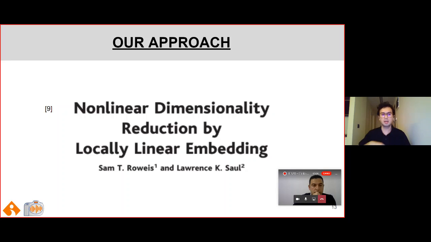We are using a locally linear embedding method, and it's not a common thing for the image denoising problem, but we are trying to use locally linear embedding.